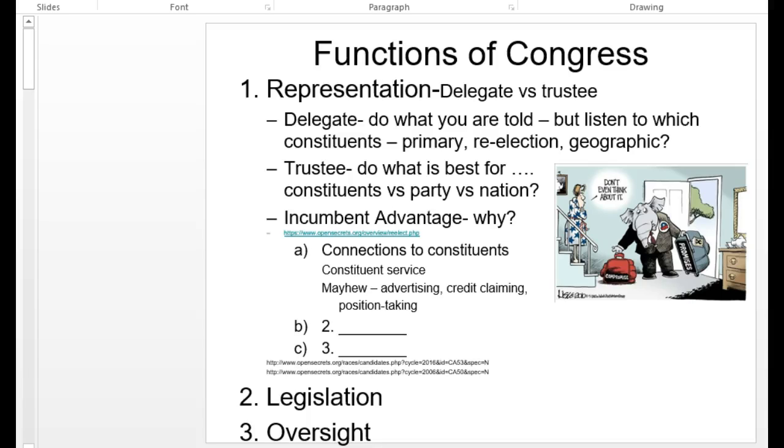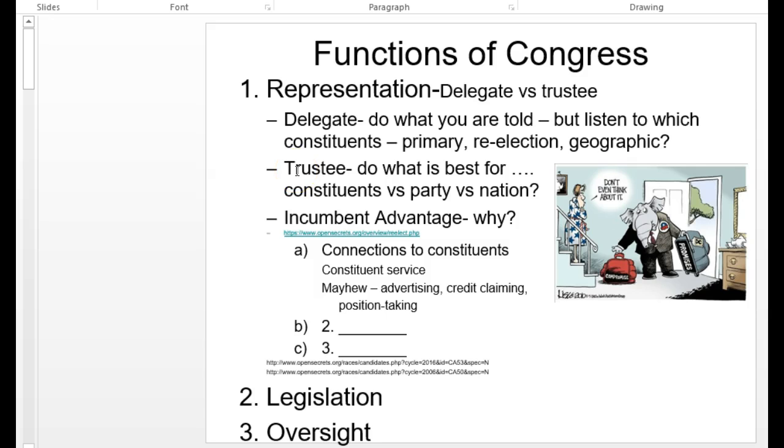In this video, we're going to begin speaking about the functions of Congress. So this is chapter 11, I believe. Generally, when we talk about legislative bodies, we think of three different functions: representation, legislation or writing laws, and oversight of the executive. And right now I'm going to talk first about representation.